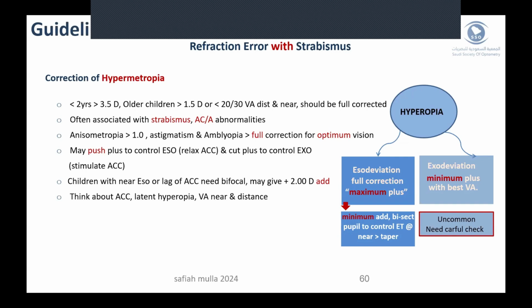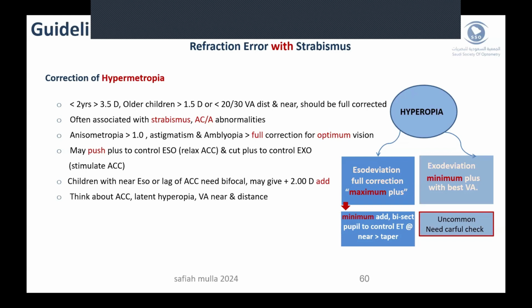We may push plus to control eso, if the child has it, to relax accommodation, as we said, and we cut plus to control the exo to stimulate accommodation, as we said before. If the child has near eso or lack of accommodation, then you may need a bifocal, then you can give them an add. If you give the add, you need to also follow the child to try to reduce the add as soon as possible because we want them to rely on their accommodation. And we will talk about this in some detail in the future slides.